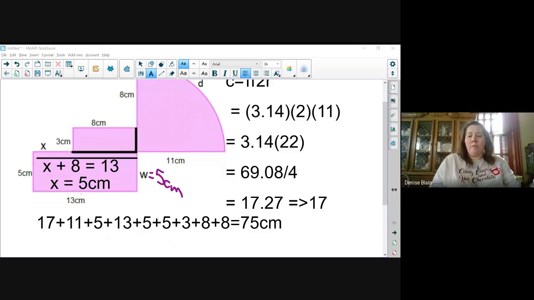So that is how you solve a complex shape, both perimeter and area.